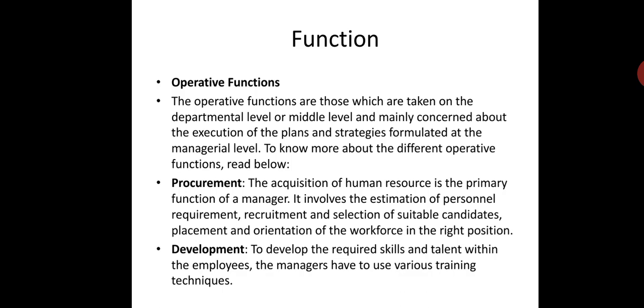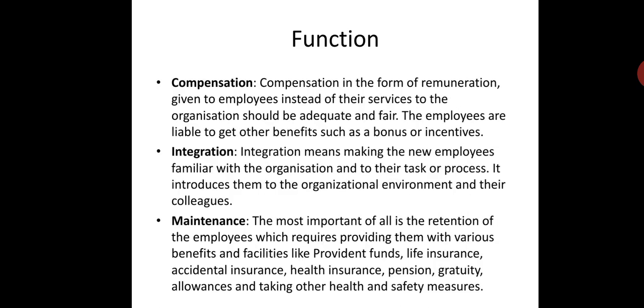What does an HR manager do? He finds what skills a person is lacking, or that a human resource which has been working for very long in an organization is lacking, and gives that person the particular training about that thing, so that he can give the best out of himself. Next is compensation. Compensation is any form of remuneration given to the employees in return for their service to the organization, and it should be adequate and fair. The employees are liable to get other benefits such as bonus and incentives.